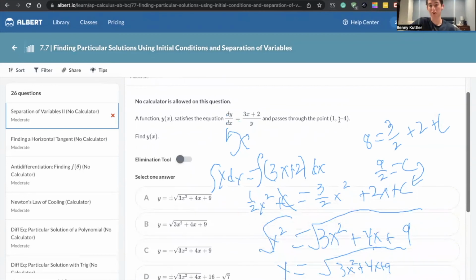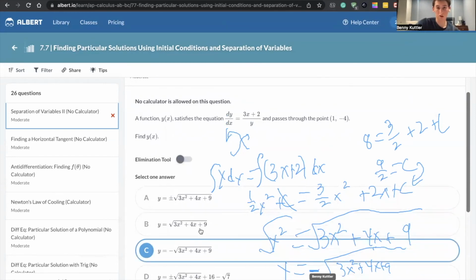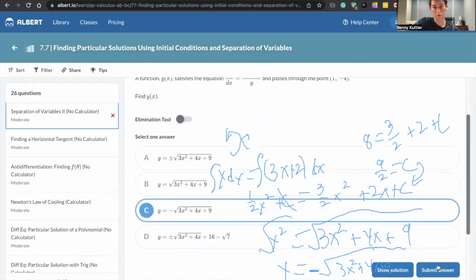So we want to plug back in our initial conditions. We know y equals -4. But if y equals -4 and y equals the square root of something, then the thing under the square root would have to be imaginary, which it is not. So the only way for this right side to be negative, to equal -4, is if we put a negative sign right here. So the one with the negative sign will be our answer.